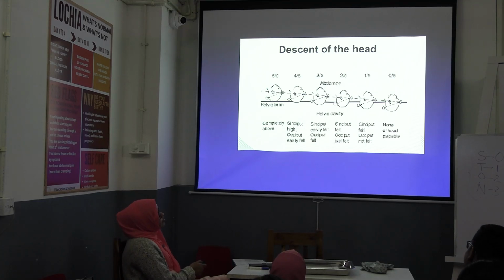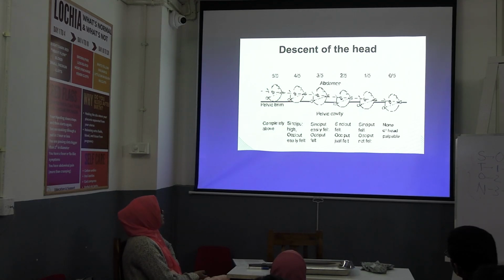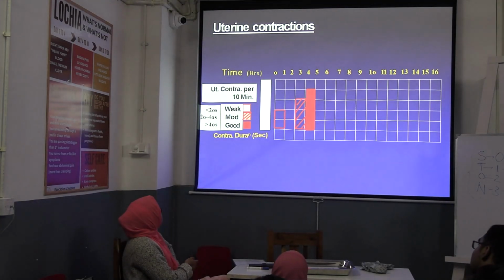2 by 5 means sinciput is felt and occiput is just felt. 3 by 5 means sinciput is easily felt, obviously it is well above the pelvic rim, and occiput is felt easily. 4 by 5 means sinciput is well above, very high, and occiput is felt. 5 by 5 means obviously ballotable, easily, completely above the pelvic rim. So this is the descent of head.